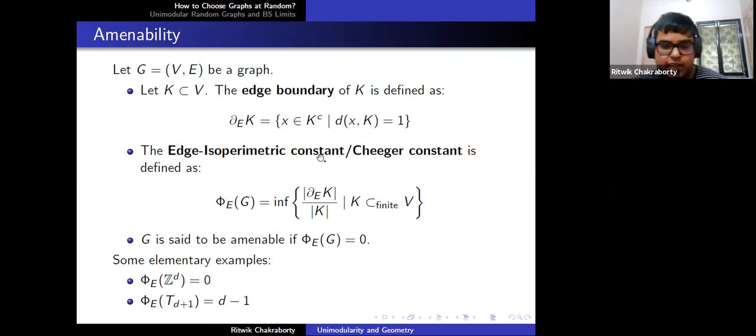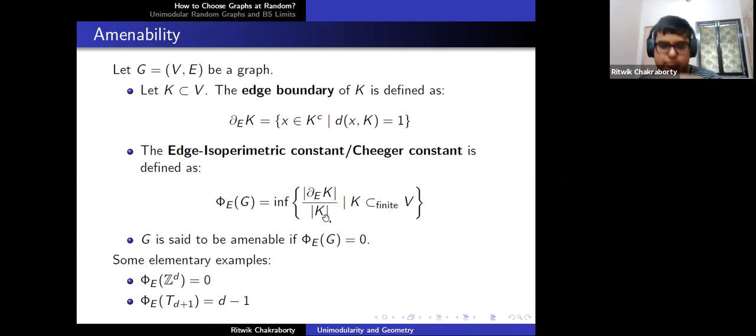Now, having done that, the Cheeger constant is defined this way. You can also call it the edge isoperimetric constant. It's denoted phi E of G. And it is the worst ratio of the size of the boundary of a finite subgraph of G upon the size of its volume. So it's the worst ratio of the size of the boundary to the size of the volume. So this is basically the number of points in K and the number of points in the boundary, right?